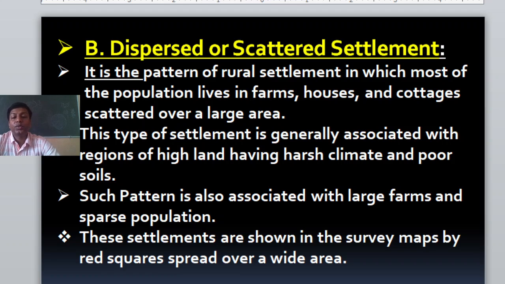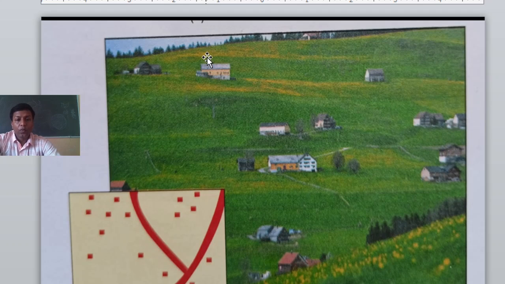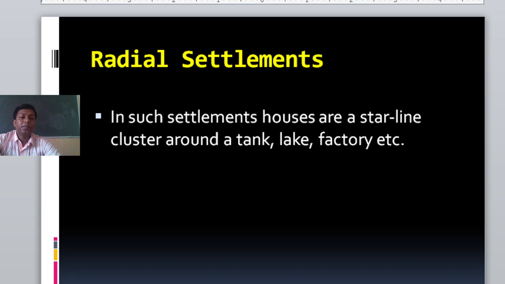These settlements are shown in the survey map as red squares spread over a wide area. Have a look. One house is here, another is here, another here, distant from each other, and the pattern looks like that on a topographical sheet. It is denoted as small red squares.